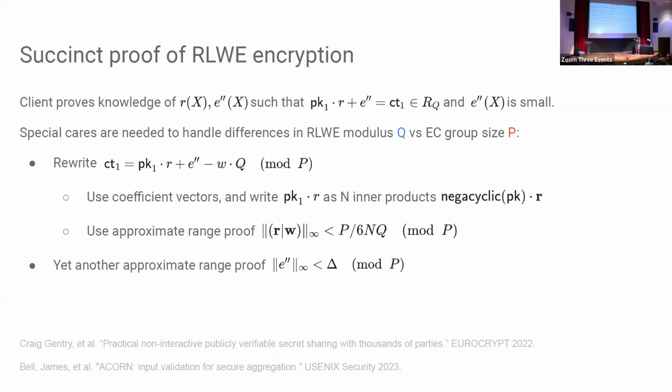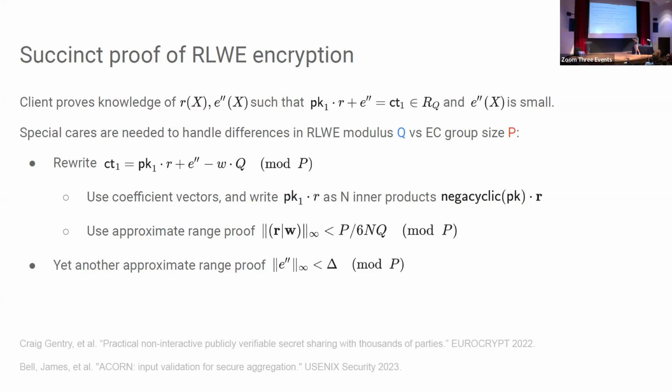So specifically, some very detailed work we need to take care of is, for example, the first thing is the different moduli in the Ring-LWE scheme and the group size we use in Bulletproofs. Essentially, we're going to lift the Ring-LWE equation to the integers and prove it, and add some approximate range proof to show that this relationship still holds in the group. At the same time, we use another approximate range proof to show that the error is small.